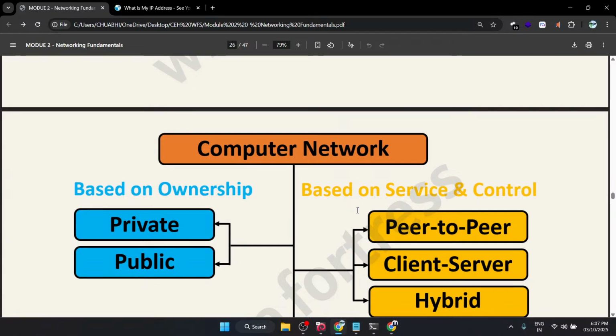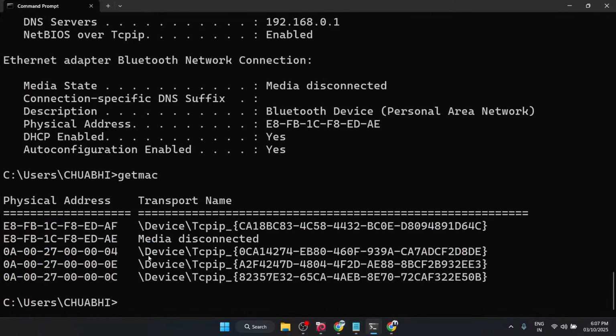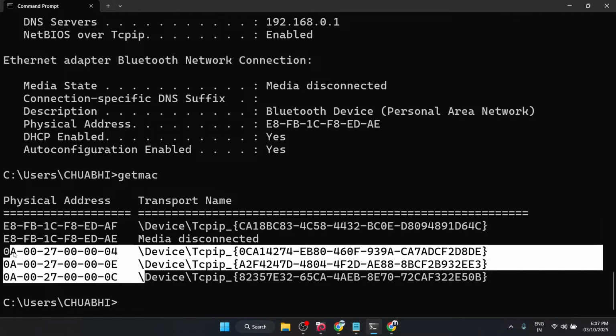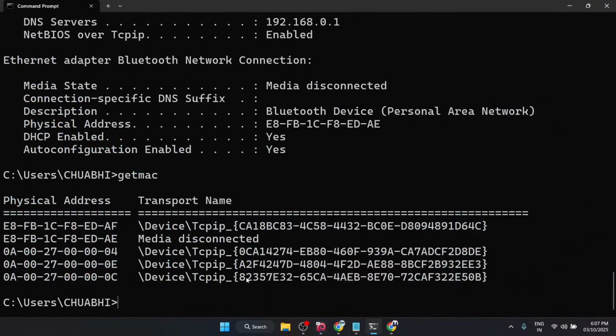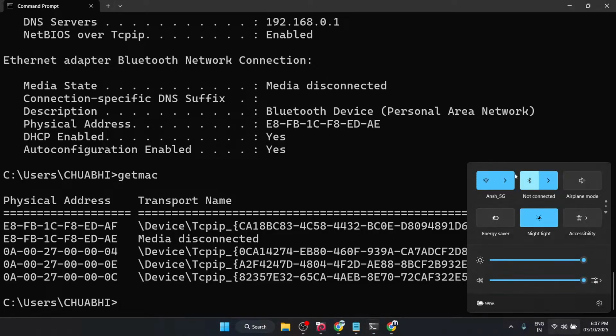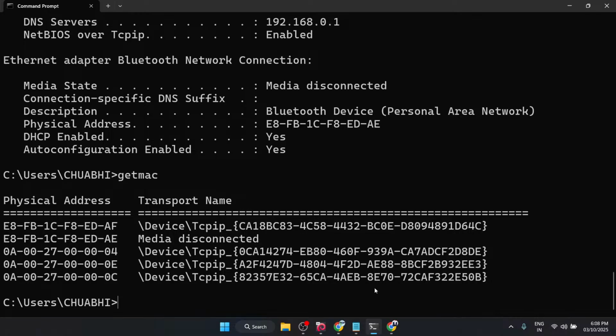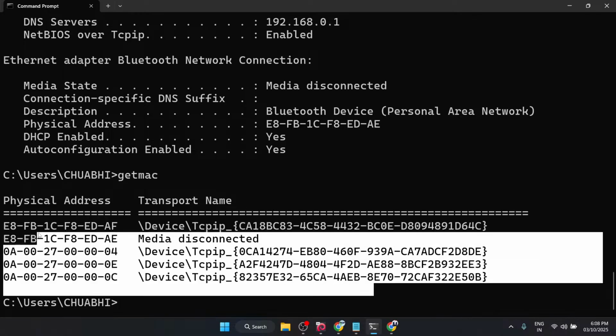Why are there five addresses, ma'am? Very good question, Anish. This media disconnected one is basically used for your Bluetooth. The others are there because I have installed Linux in my system. I have VMware and virtual machines, so for that also the system needs MAC addresses. But the main MAC address is this one. The first one is your main physical address, the main network interface address that is connecting you with the Wi-Fi, and the rest are used for connecting you with the virtual machines.